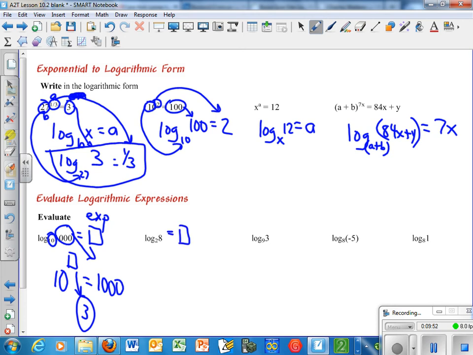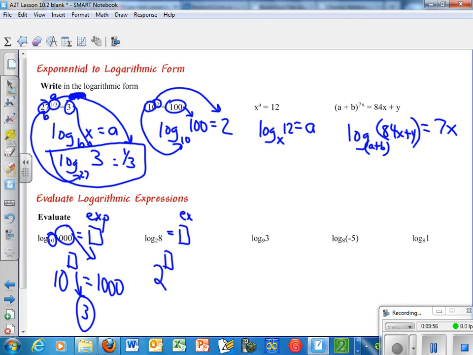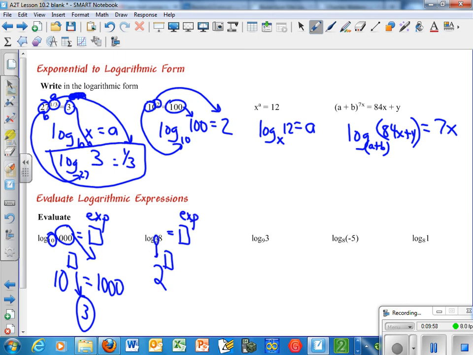So we're going to say 2 to what power, because that's the exponent. This is the base, and then this is what that has to equal. Well, think about it. 2 to the second power is 4, 2 to the third power is 8. So in other words, the log of 8 in base 2 is 3, because that's the exponent that would have to go on that base 2 to get 8.